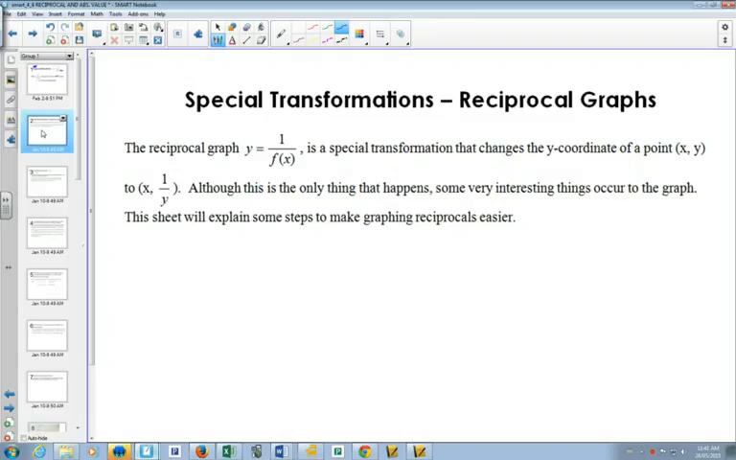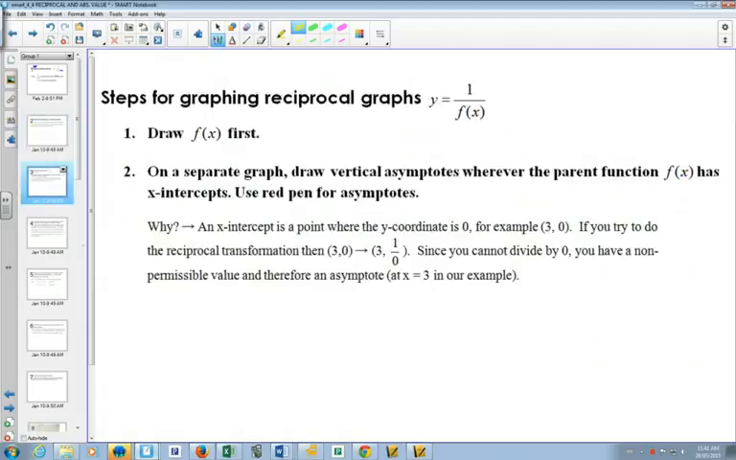The main idea is that your y value is changing to 1 over y. That's the main idea. Everything that you want to graph can be done just by changing your y value to 1 over y. But with that, there are some interesting things that happen. So here we have 1 over f of x.